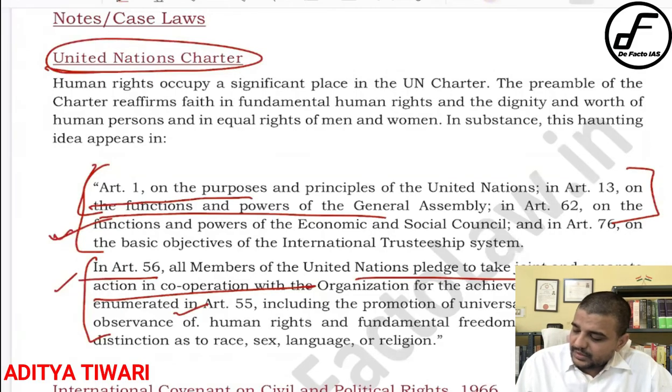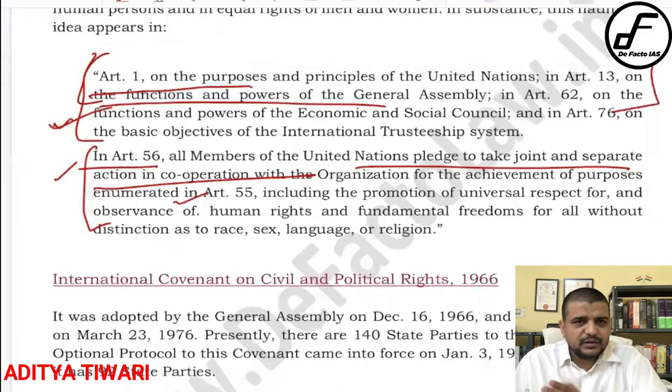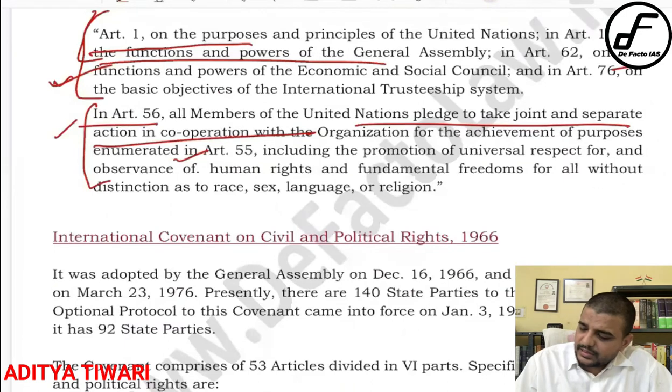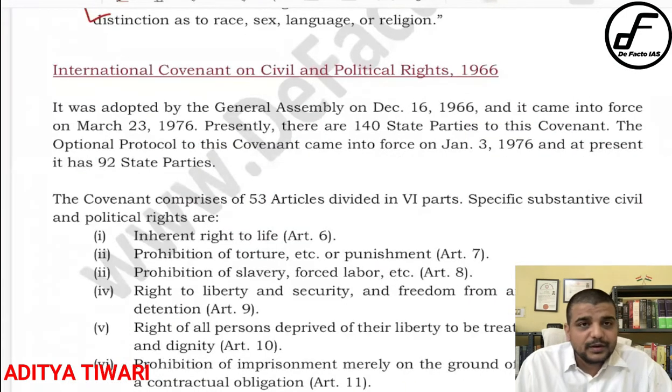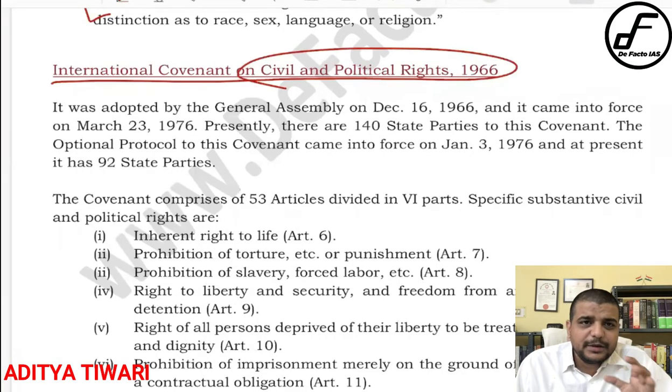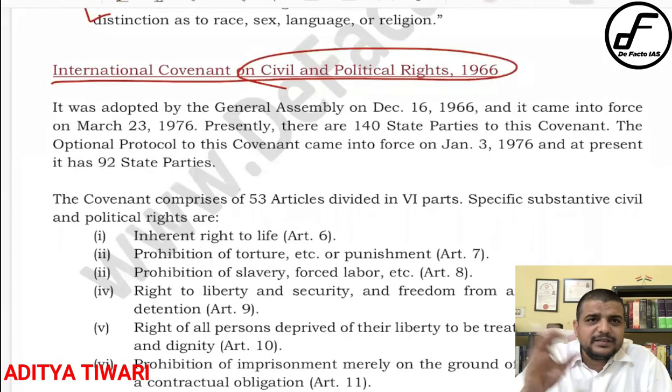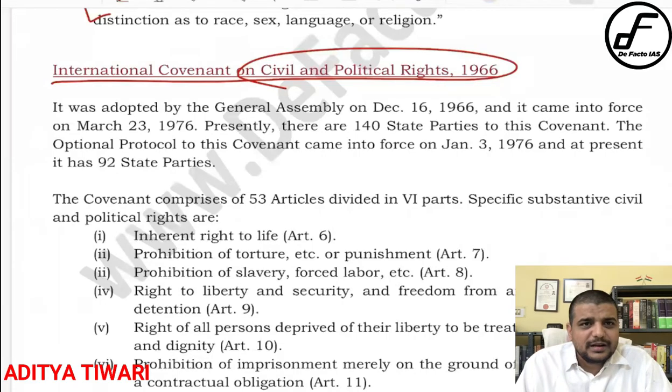Then there is one important convention, right? After the UDHR, this came: basically the International Covenant on Civil and Political Rights. Now, civil and political rights basically contain those rights which have been interpreted at the same time, in 1917, and it is by our Supreme Court. Right to life has been expanded to mean these civil and political rights, right? So you can also argue how our Supreme Court took notice of this International Covenant on Civil and Political Rights of 1966, and I have given certain articles also.